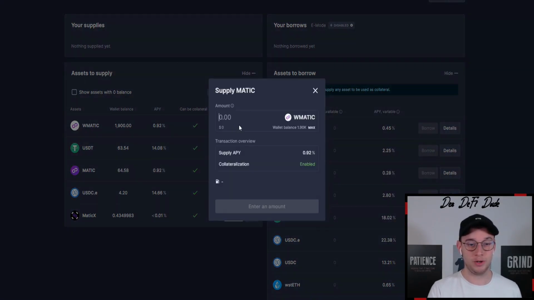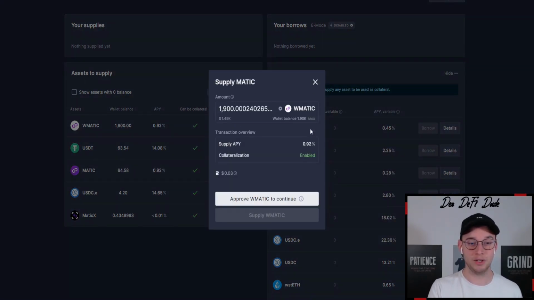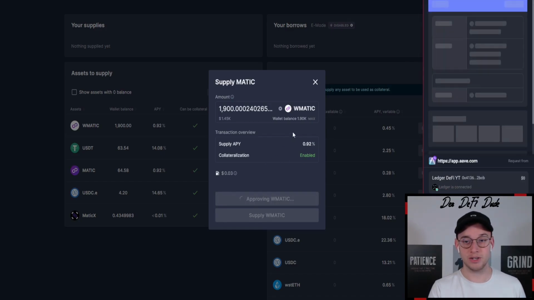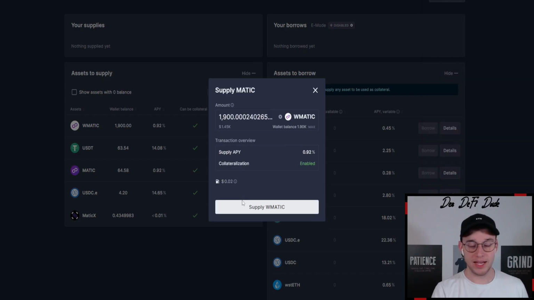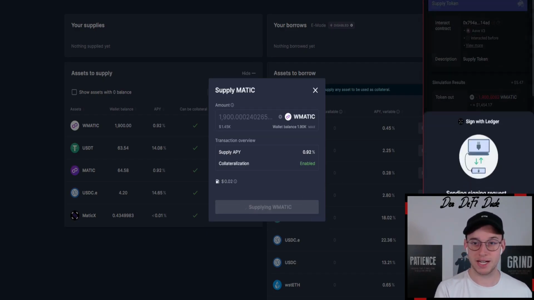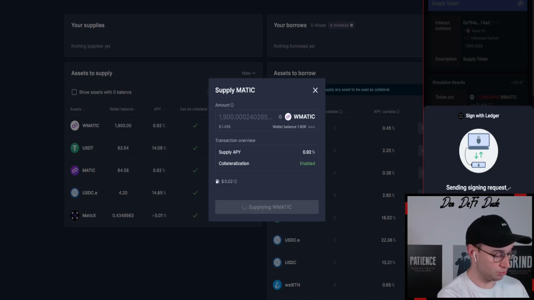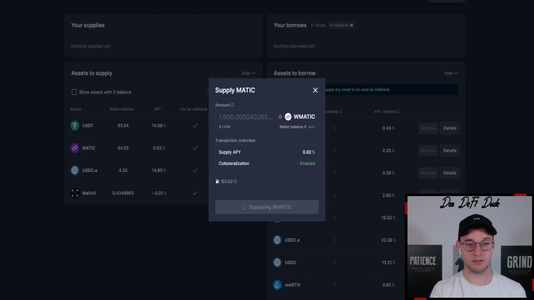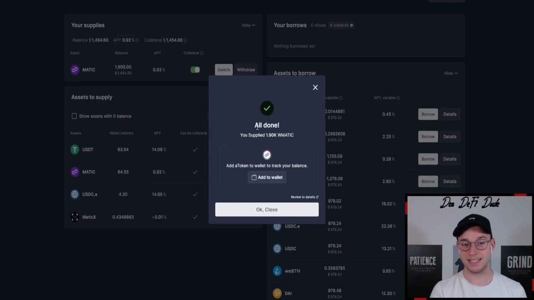So now we want to first supply the wrapped Matic we have here on this wallet. So I want to supply them all. I first have to approve them here because it's not the native asset on the chain. And now as the transaction is completed, I can supply them. I have to confirm the second transaction here on my wallet, also do it on the ledger. Always use a hardware device for such things. And once this transaction also goes through, it says all done.